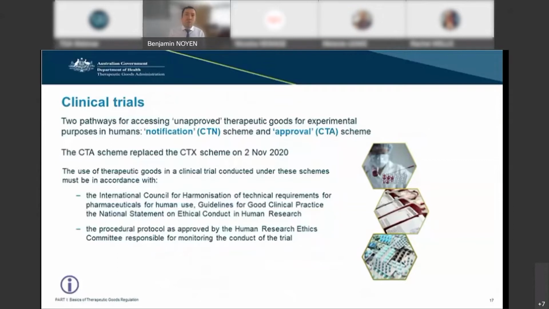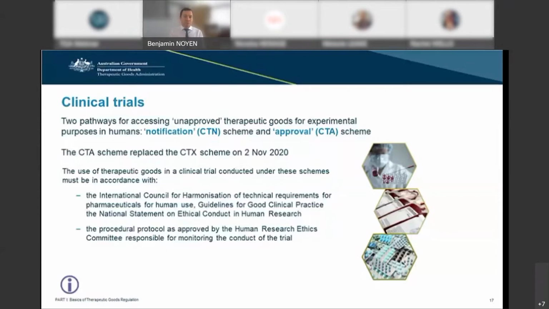The clinical trial environment in Australia is quite broad. Clinical trials conducted here are subject to various regulatory controls to ensure that the safety of participants is paramount. All clinical trials require ethics approval before they can commence, and trials that involve the use of unapproved therapeutic goods are also subject to TGA requirements.